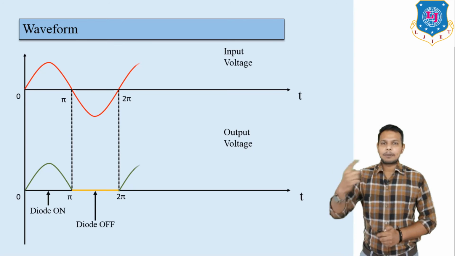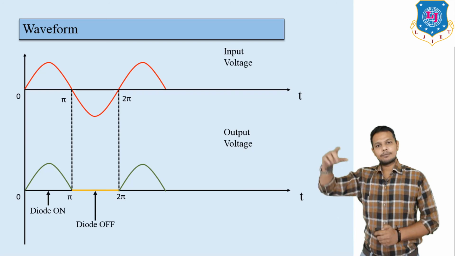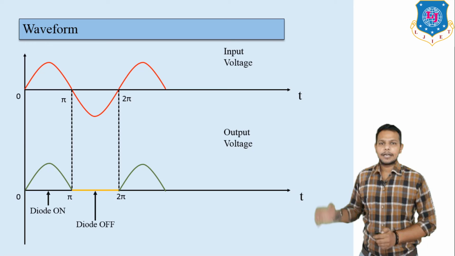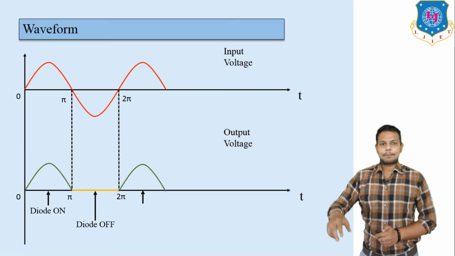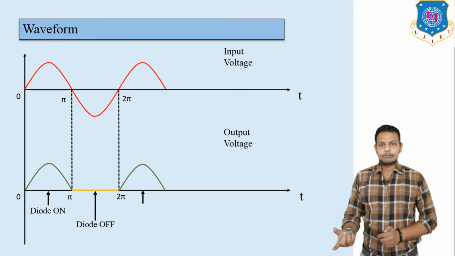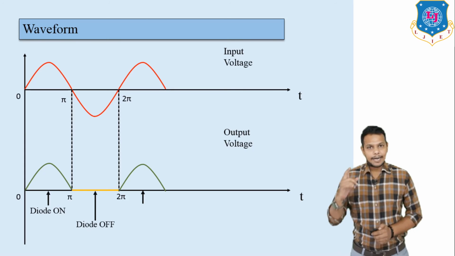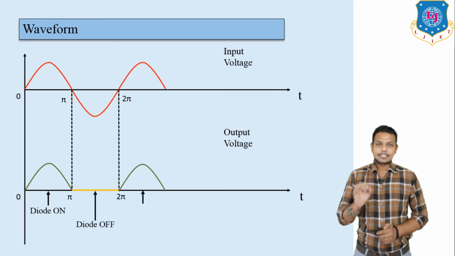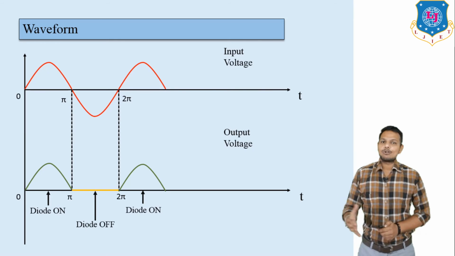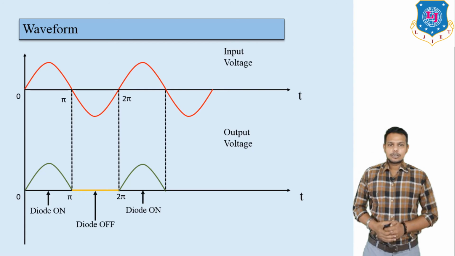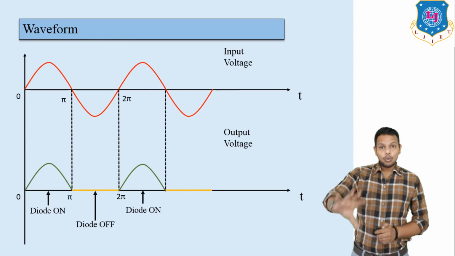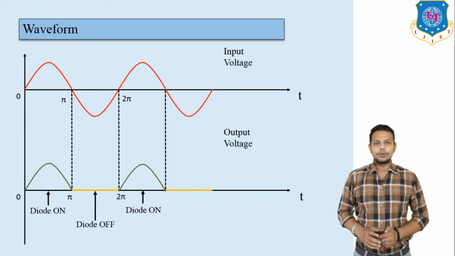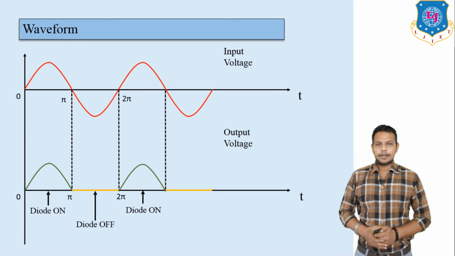Again, if we apply a positive waveform, then from the output side we will get the same as the input, but when we apply negative, that means 0, and at that time the diode is off, and for the positive waveform the diode is on. So here we can see the diode is on. So this is the overall waveform from input to output for the half wave rectifier.